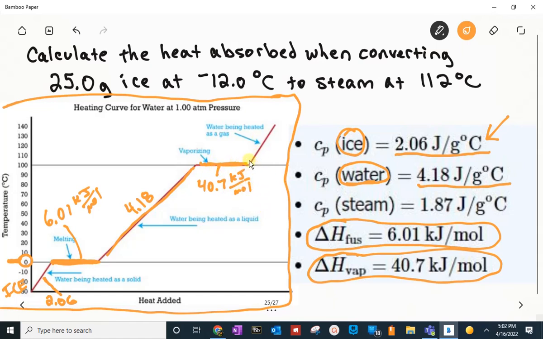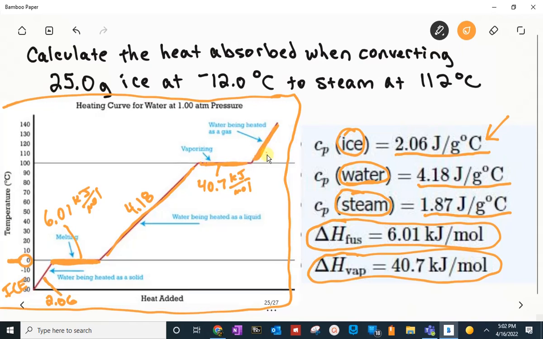And then once it gets finished turning into steam, then the temperature starts increasing again, and that's when it's steam. So we know the specific heat for steam is 1.87 joules per gram times Celsius. So this is going to be 1.87. So I just wanted to show you this so you could get sort of a visual of what's going on with all of these specific heat requirements. So now let's take what we know and solve the problem.